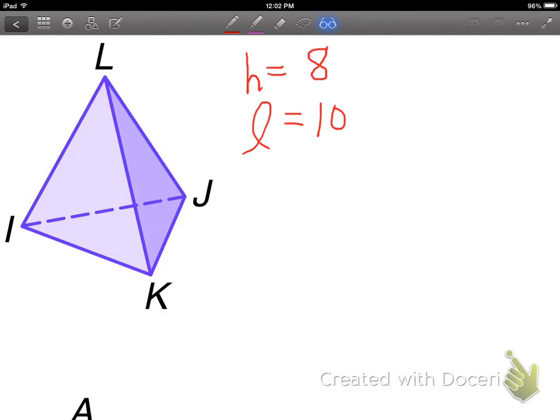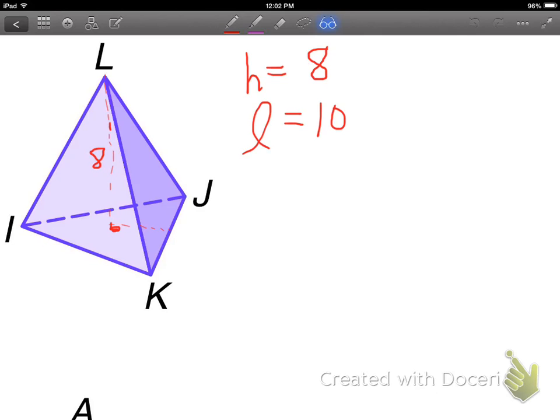In this example, we have a regular triangular pyramid with a height of 8 and a slant height of 10. Now, if I was going to draw on this picture a height, it would have to come down the middle of that pyramid. It hits the middle of the triangular base. That's the height, that's your 8.